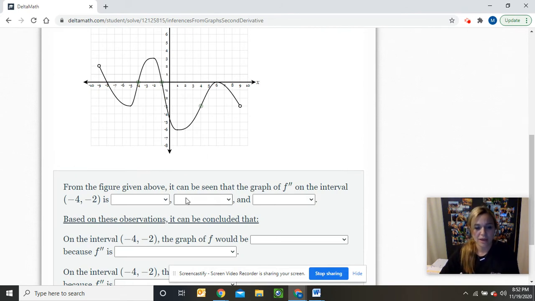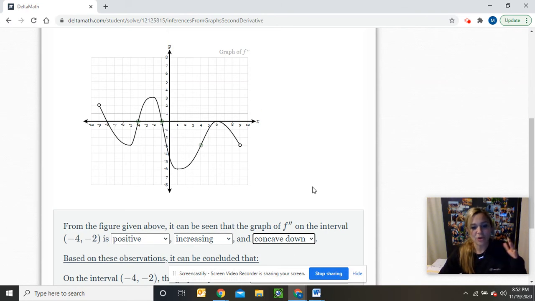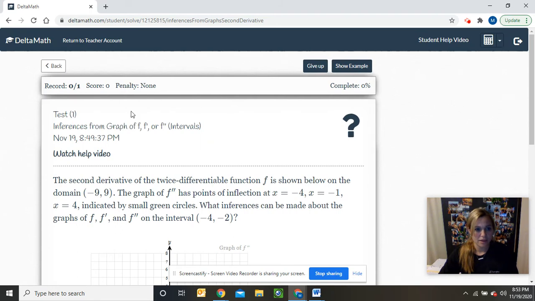So if you go through, it says it can be seen on the graph that f double prime, this is what we did originally. So when you're looking just at the graph, you're like, oh, f double prime is positive. I can see that it's increasing, and I can see that it's concave down. And then we go through, what are the other conclusions? Is f prime, we know it's increasing, and the reason why is because f double prime is positive. We know f is concave up because f double prime is positive.